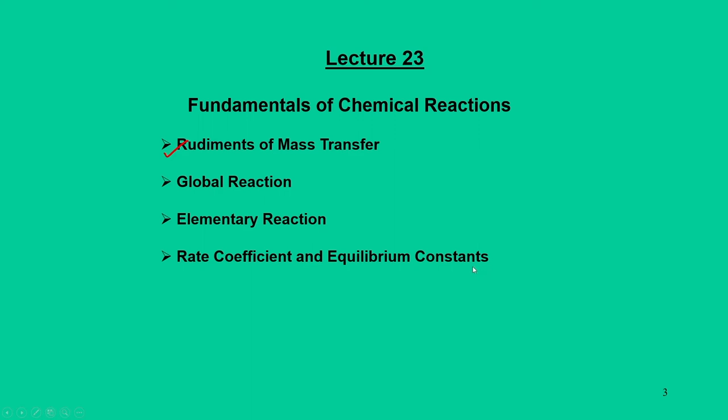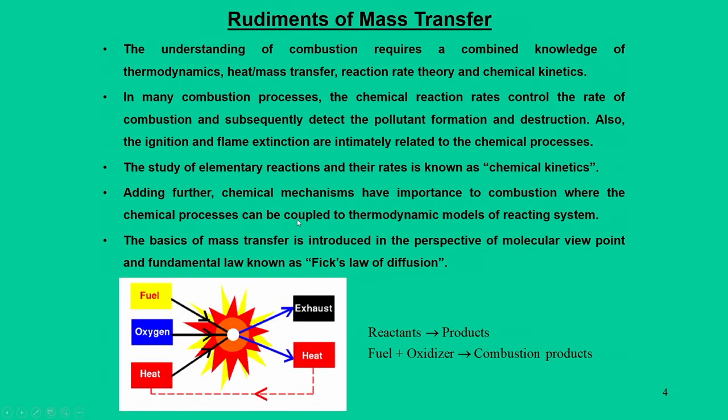In fact, the dominance of this parameter will decide whether the reaction will proceed in the forward direction or in the backward direction. So, let me start the first segment of today's lecture, that is rudiments of heat mass transfer, that is basically the fundamentals of mass transfer. Why is this mass transfer required? Because the study of chemical kinetics mainly deals with concentration gradients, and these concentration gradients can be quantified by a law called Fick's law of diffusion.